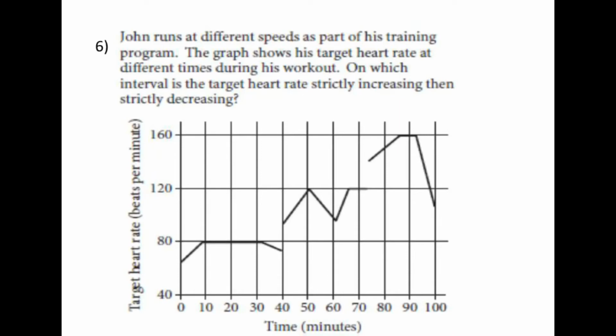The graph shows his target heart rate at different times during his workout. On which interval is the target heart rate strictly increasing, then strictly decreasing? So if you look at this graph, there are times when the heart rate is going up. I'll mark them here in red. There are times when it's kind of flatlined here in blue. And there are times when it's going down here in green. Oh, and it looks like I missed a few. Going up here and flatlining there.